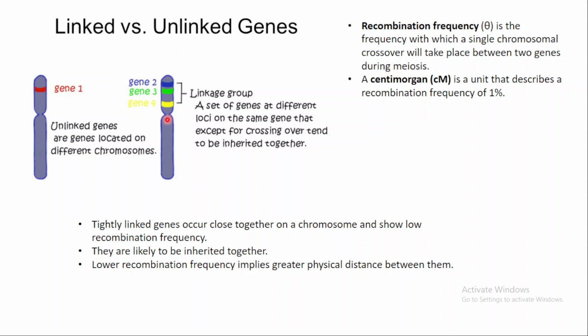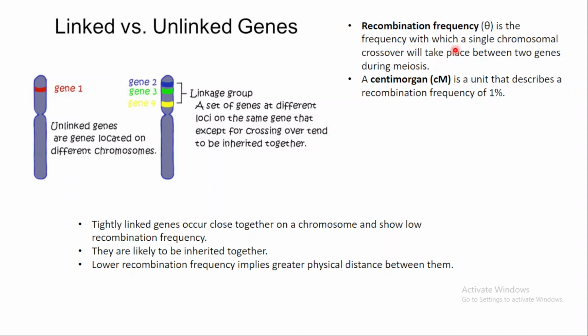So if there is a crossing over event, the crossing over frequency between gene 3 and 4 and 2 and 3 will be very less, and it is more likely that 2, 3, 4 are inherited as a group when the gamete formation happens, right? So lower recombination frequency implies greater physical distance between them.